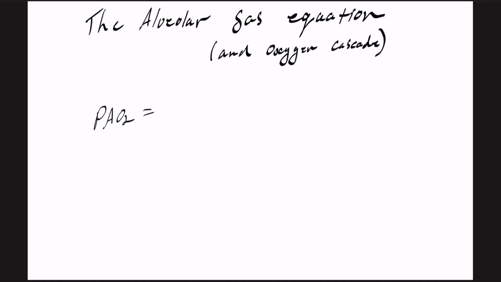The equation is PAO2, and it's capital A for alveoli, equals FiO2, in brackets, your partial pressure of atmosphere minus your partial pressure of vapor pressure, minus, in brackets again, your PaCO2, and this is little a, which is arterial, divided by your respiratory quotient.